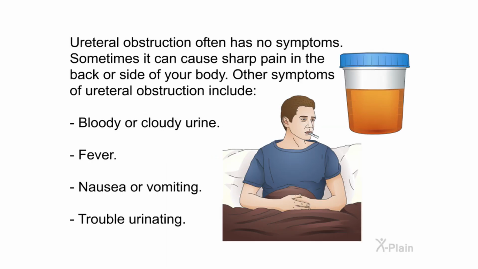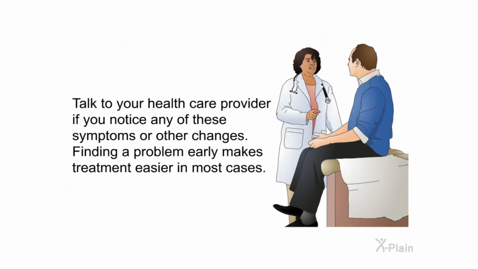Ureteral obstruction often has no symptoms. Sometimes it can cause sharp pain in the back or side of your body. Other symptoms of ureteral obstruction include bloody or cloudy urine, fever, nausea or vomiting, and trouble urinating. Talk to your healthcare provider if you notice any of these symptoms or other changes. Finding a problem early makes treatment easier in most cases.